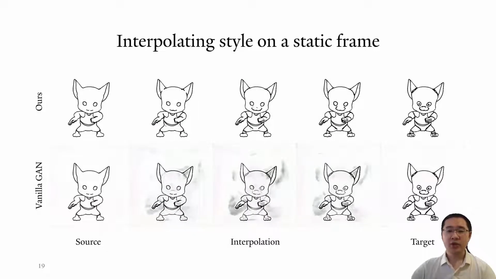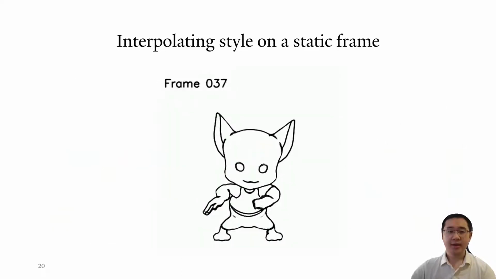Similarly, our method interpolates smoothly on the mouse character, whereas the baseline interpolation using a vanilla GAN failed again. Here we can see the animated results for the mouse character.